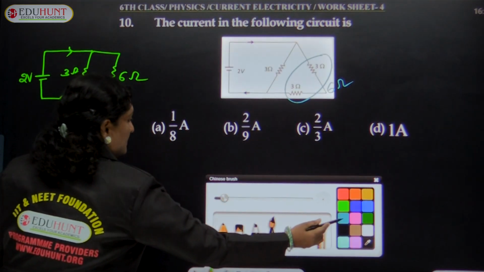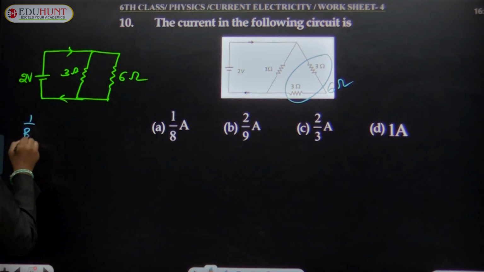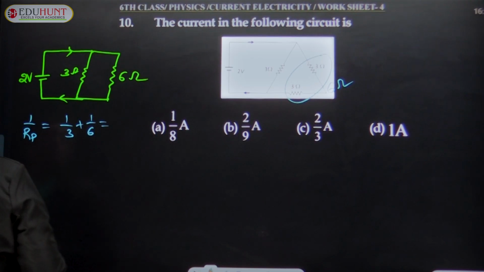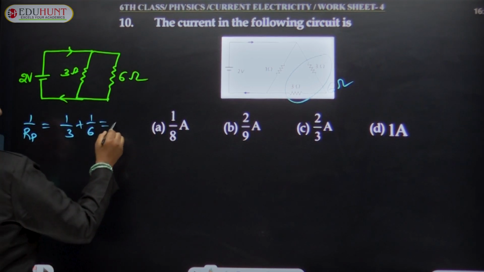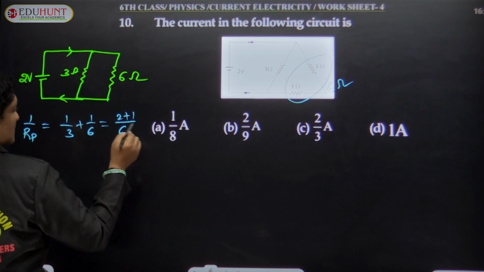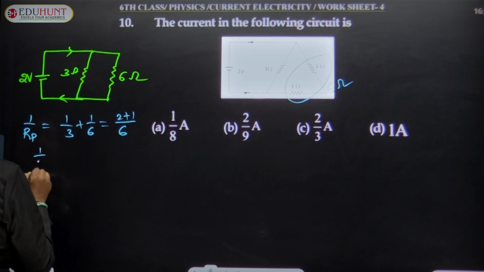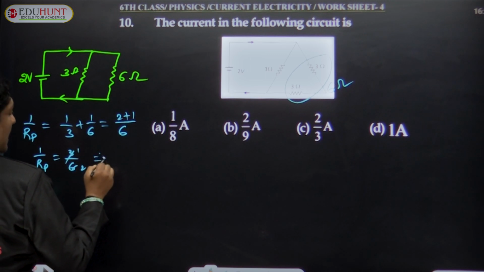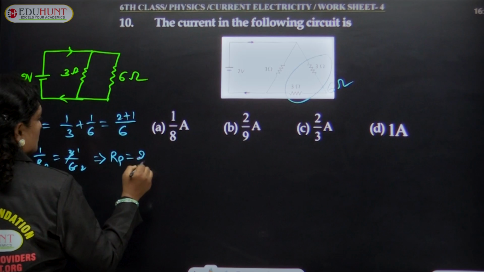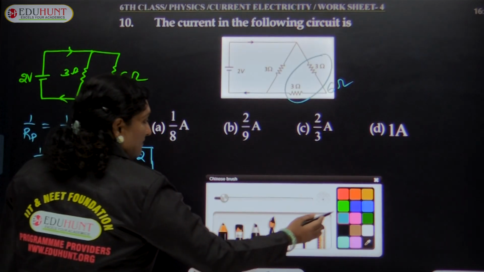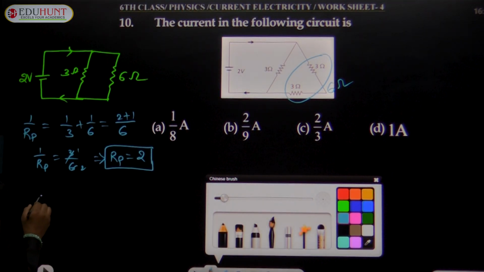When these two are connected in parallel, the effective resistance is given by 1 by Rp equals 1 by R1 plus 1 by R2, that is 1 by 3 plus 1 by 6. LCM is 6, 3 goes 2 times, and here is your 1, so this will be 3 by 6. So if 1 by Rp is 3 by 6, then Rp will be equal to 2. What is the value of Rp, children? 2. Hence the effective circuit diagram is something like this.